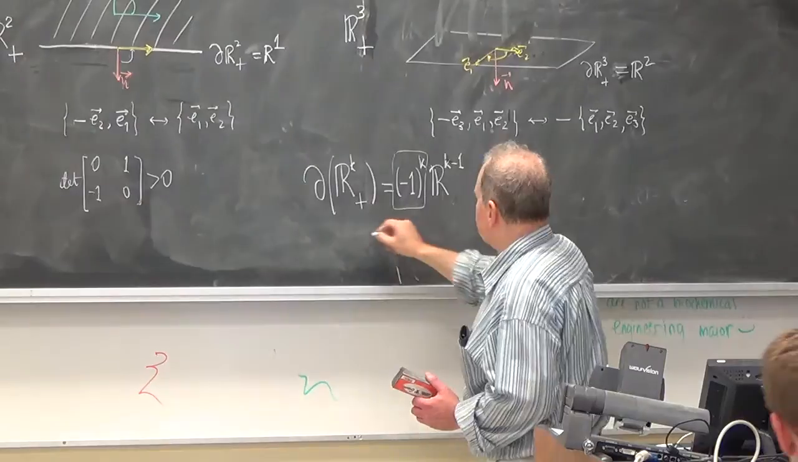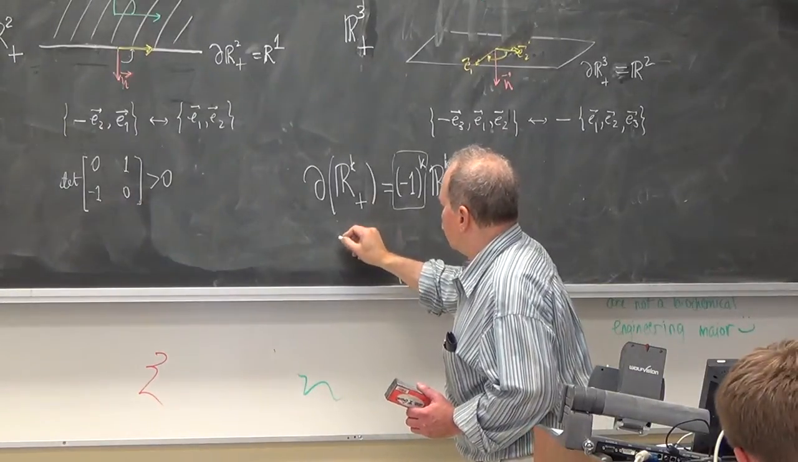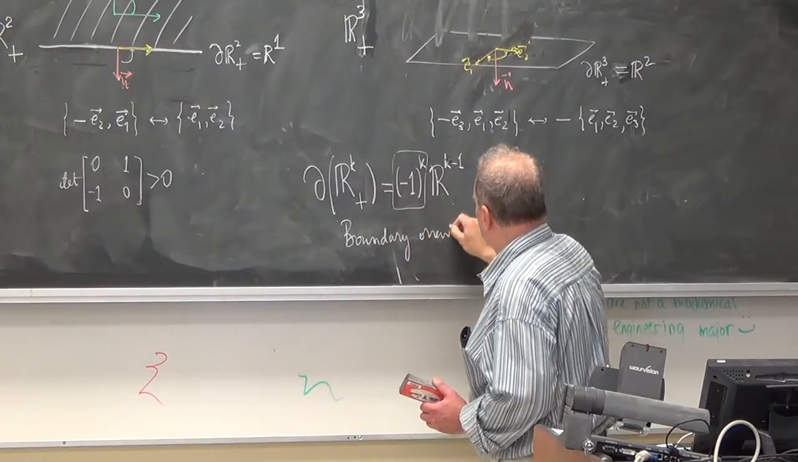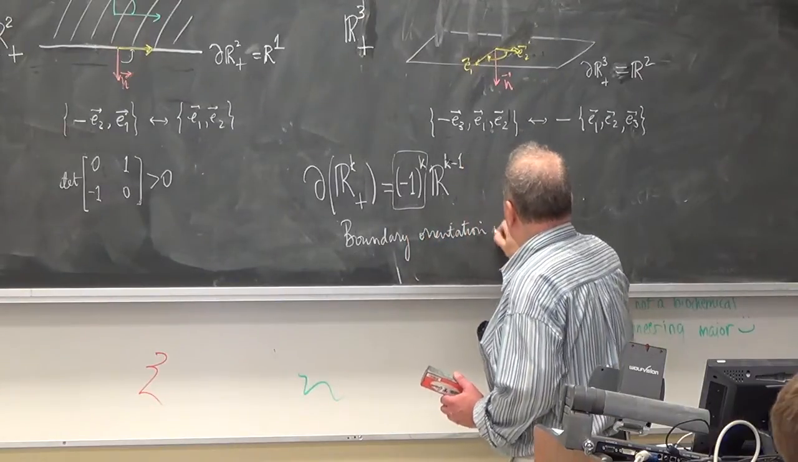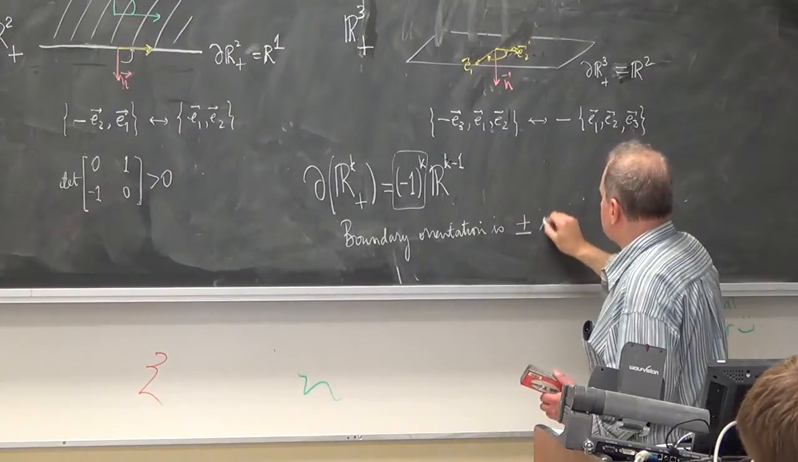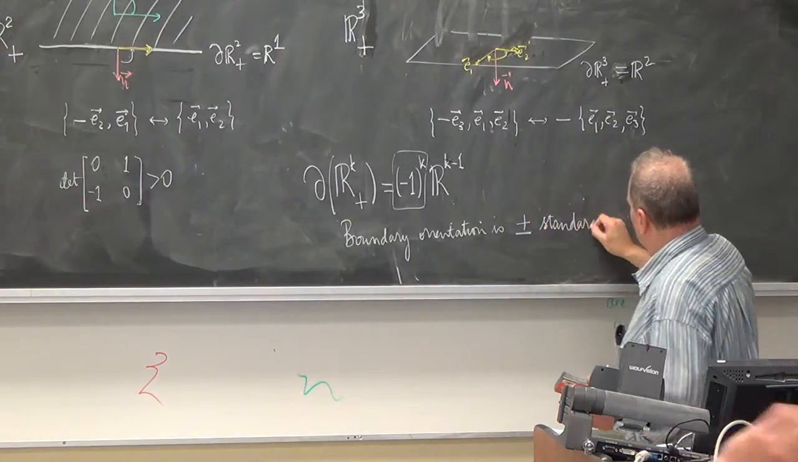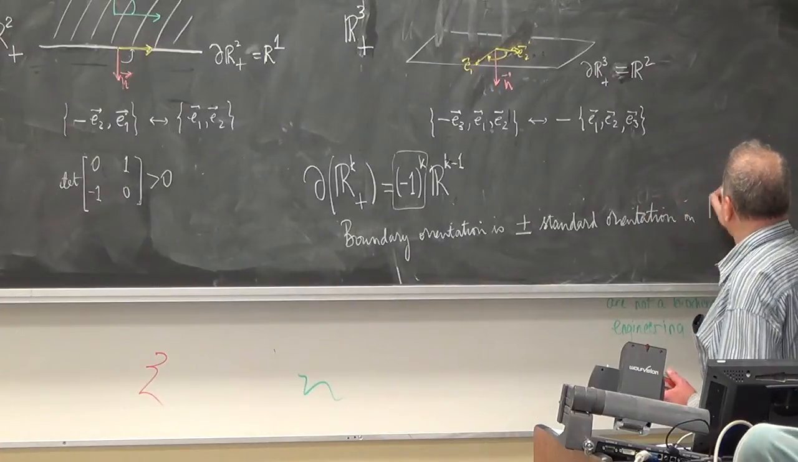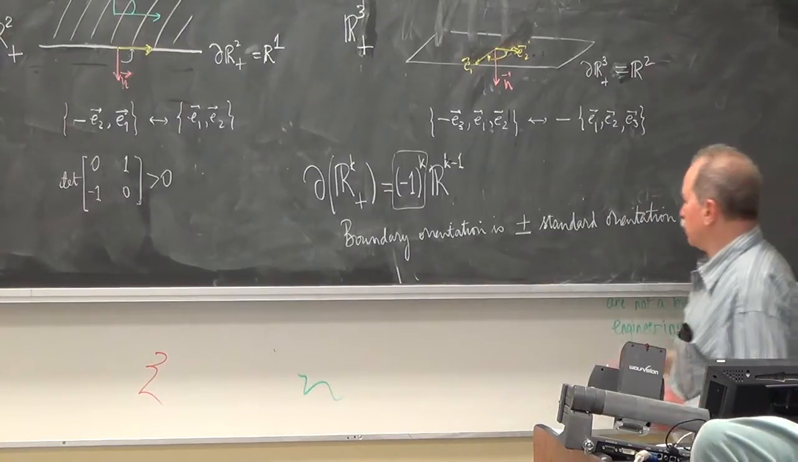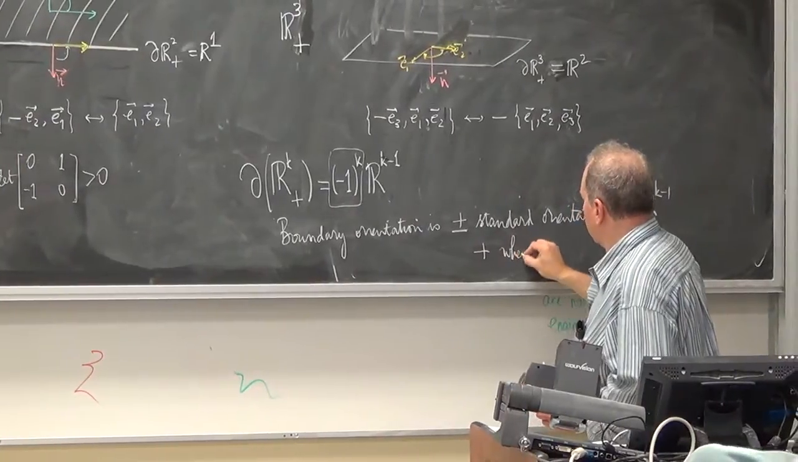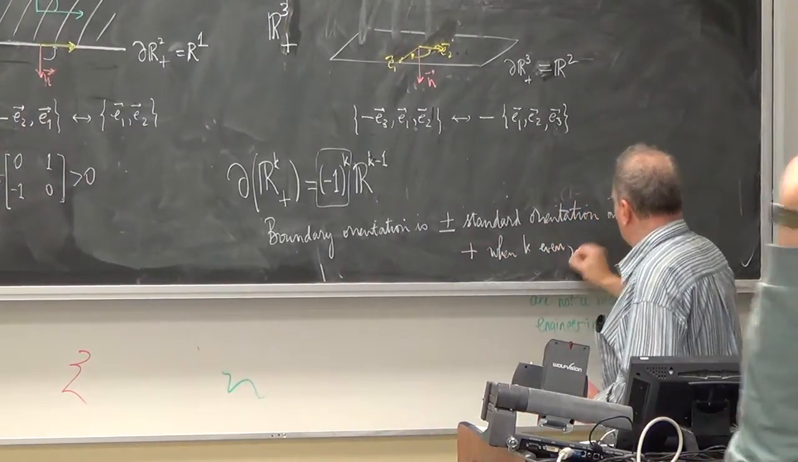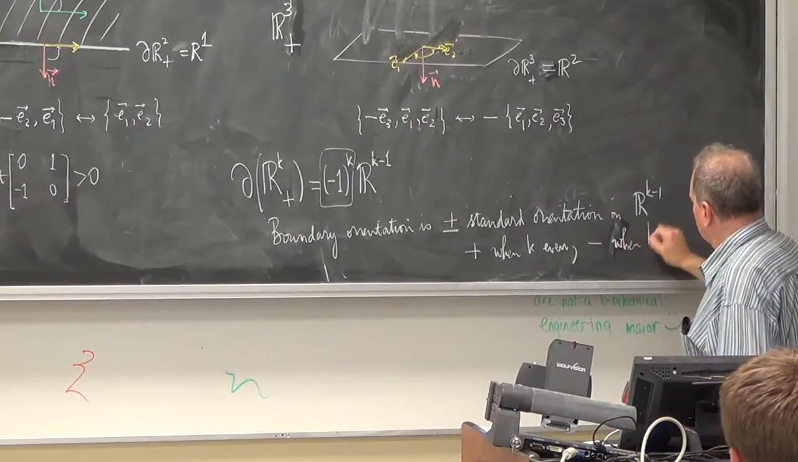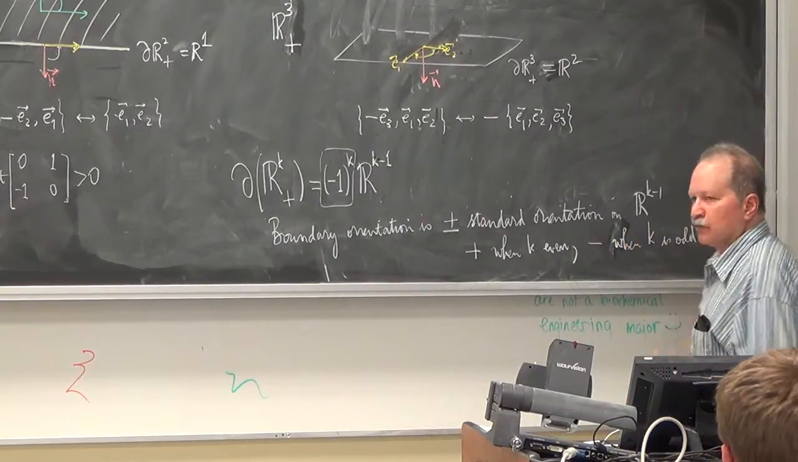Okay? So this means the boundary orientation is plus or minus the standard orientation on R^(k-1), plus when k is even, minus when k is odd. Okay?